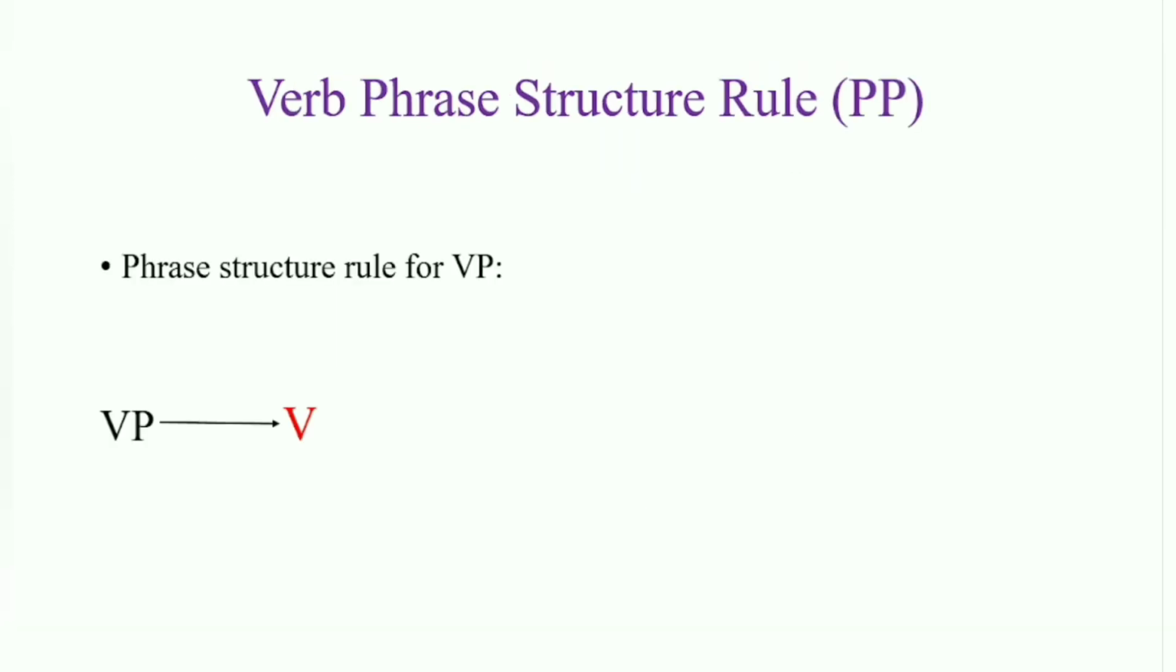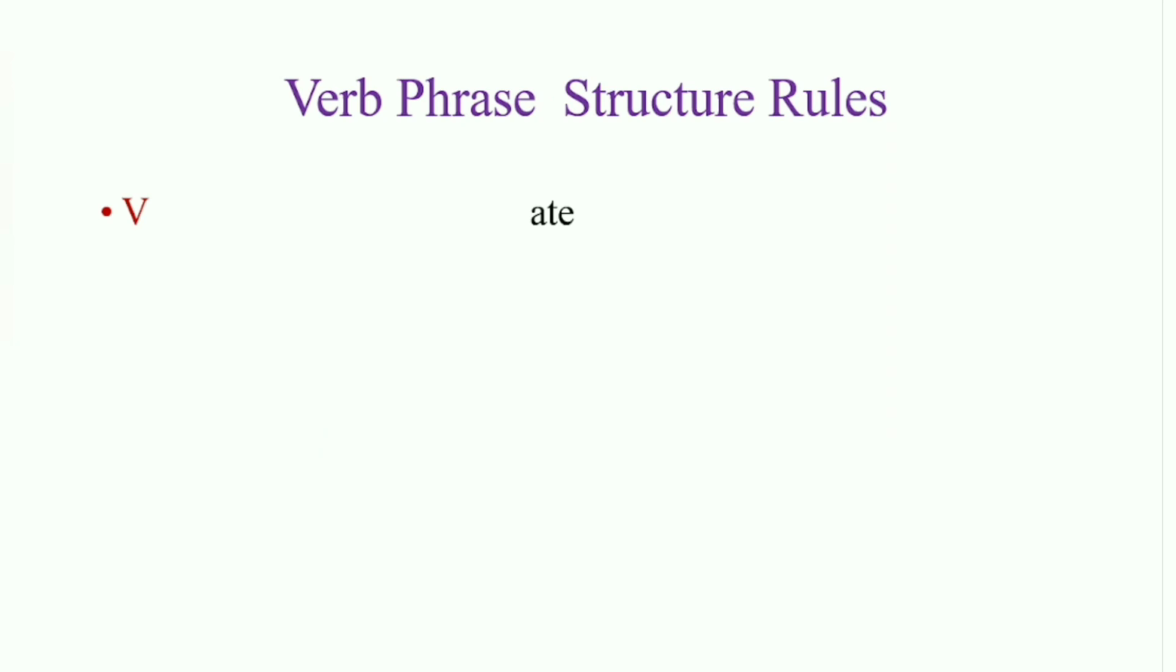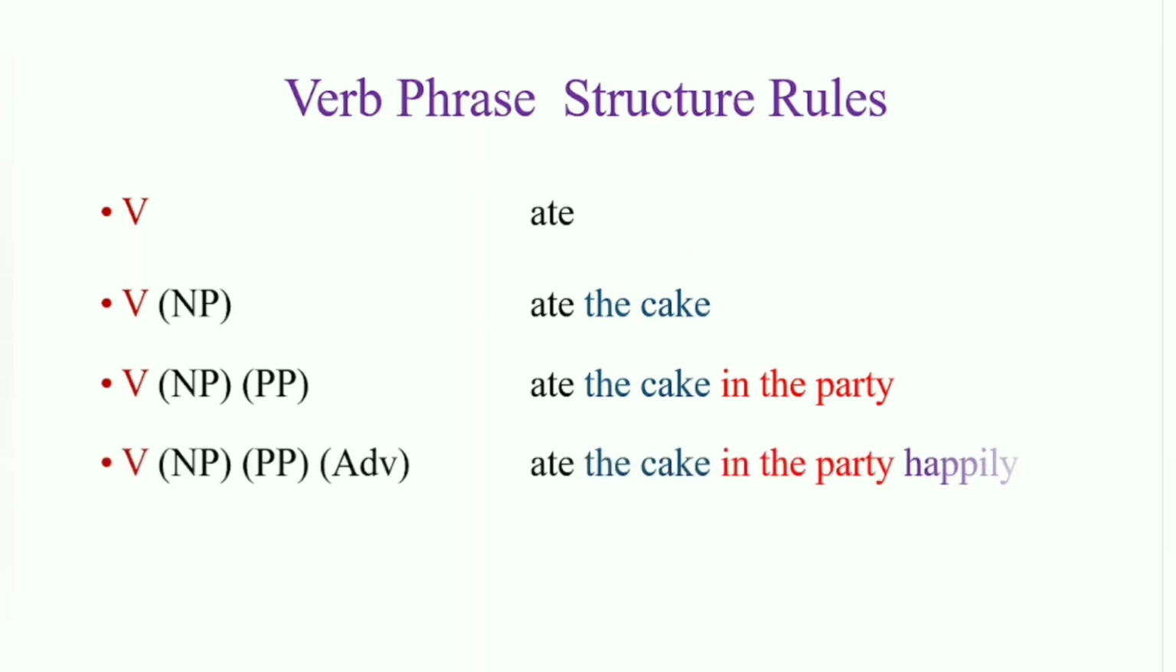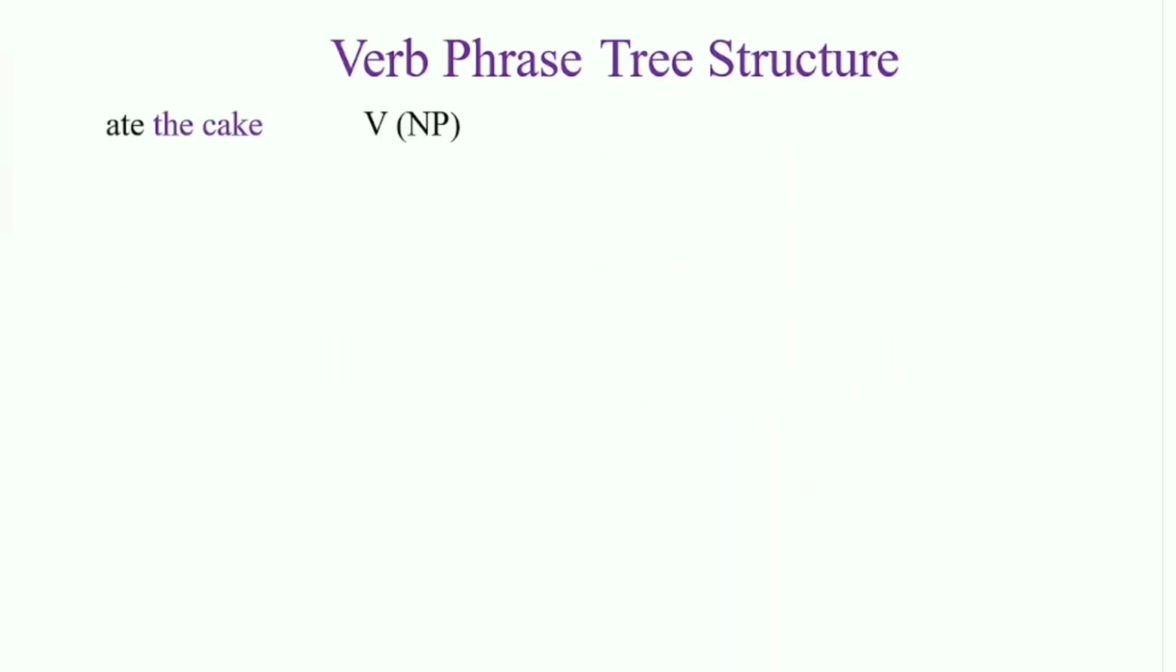So now we will talk about the verb phrase. When you have to construct a verb phrase, a verb can have other parts such as a noun phrase, prepositional phrase, or adverb. The simple verb is one verb, for instance, "ate". Verb with NP: ate the cake. Verb with NP and PP: ate the cake in the party. Verb phrase with NP, PP and adverb: ate the cake in the party happily.